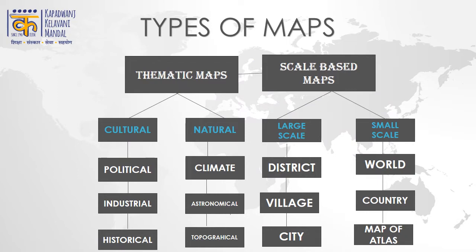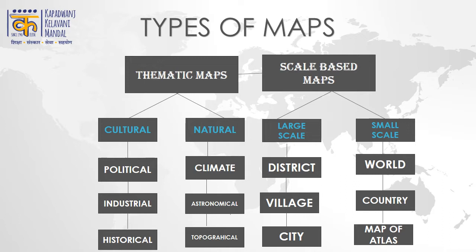There are two main types of maps, thematic maps and scale based maps. Thematic maps are divided into two main sections, which are cultural maps and natural maps. Further division of cultural map is political, industrial and historical. And natural maps are divided into climatic, astronomical and topographical.